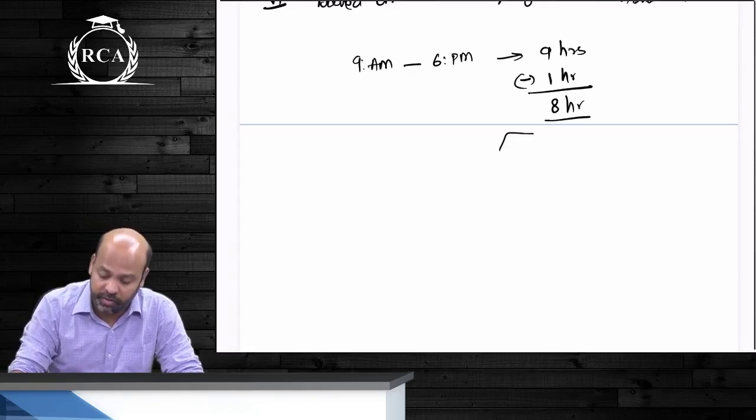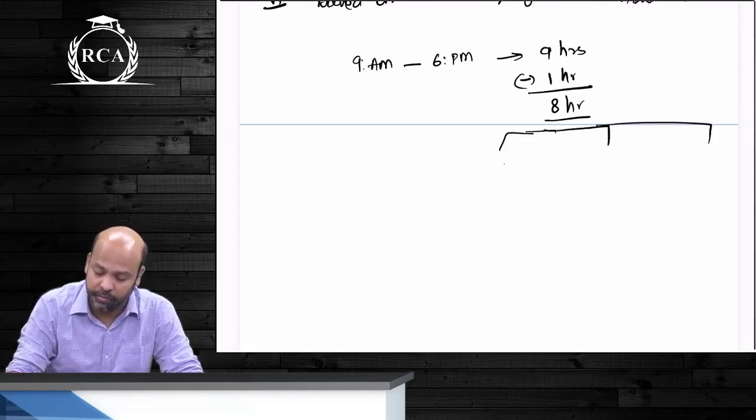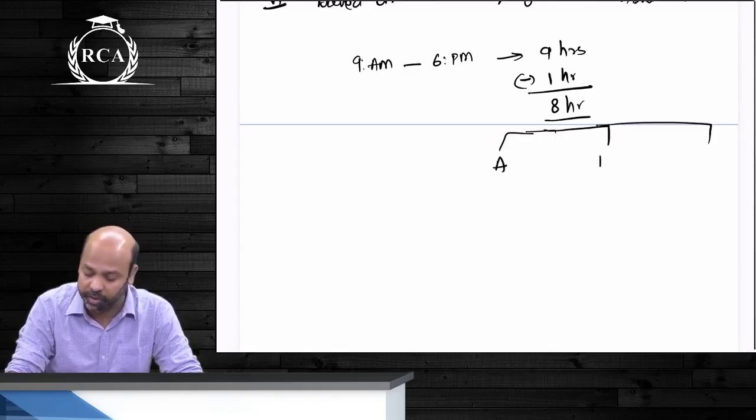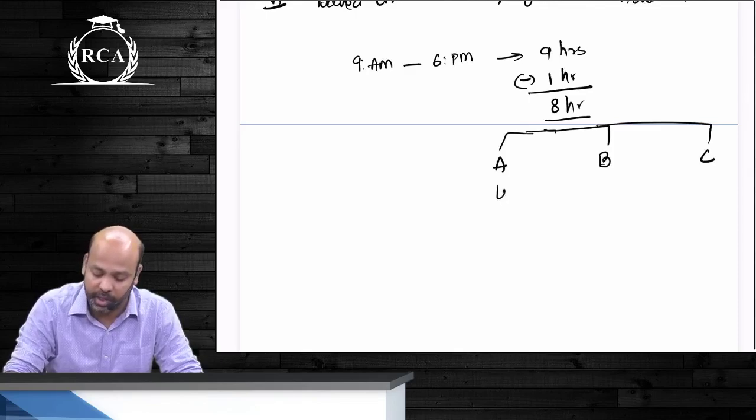Let's say, guys, out of this 8 hours, an employee spends 4 hours on product A, he spends 3 hours on product B, guys, and 1 hour on product C.